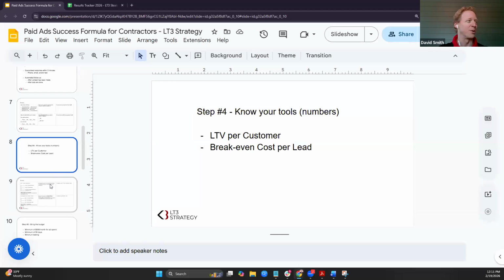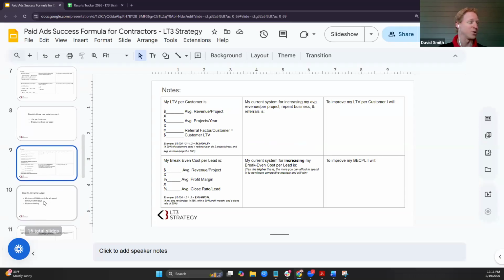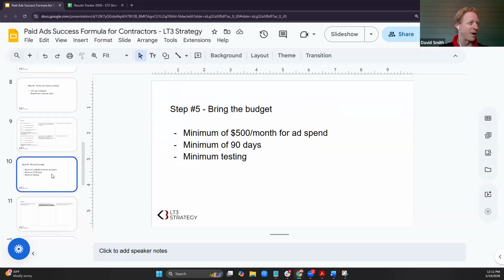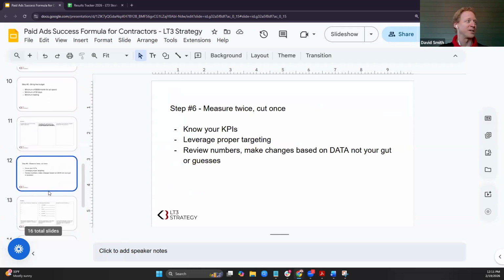Got your tools so you know what your break-even cost per lead is and what your lifetime value per customer is, because again, those are key numbers to help make sure you don't turn things off too quickly or have things running that should or shouldn't be running. Making sure you've got the right budget in place and a good strategy for not only scaling, but also the right plan and ability to adjust and adapt based on numbers. So we're going to go a little bit more into that with measuring twice and cut once.